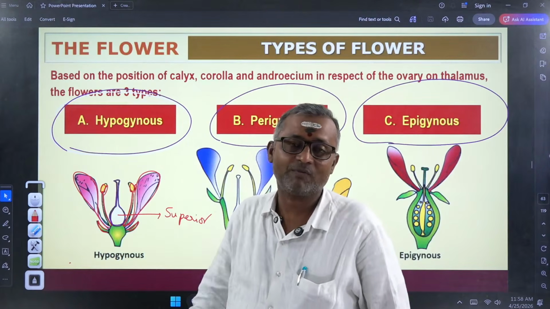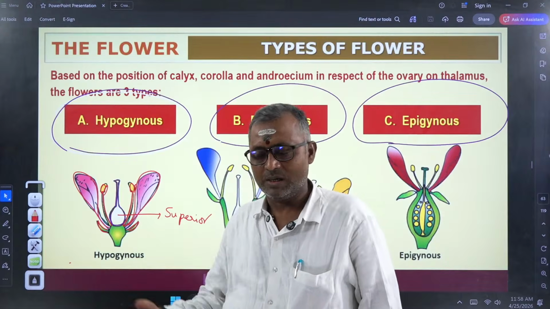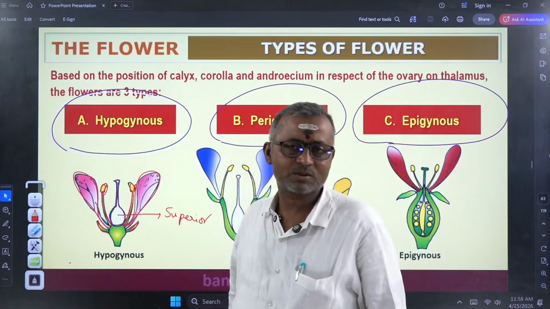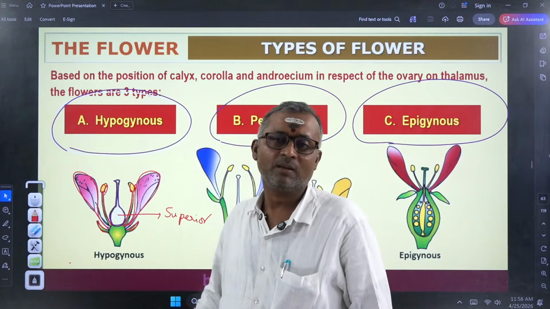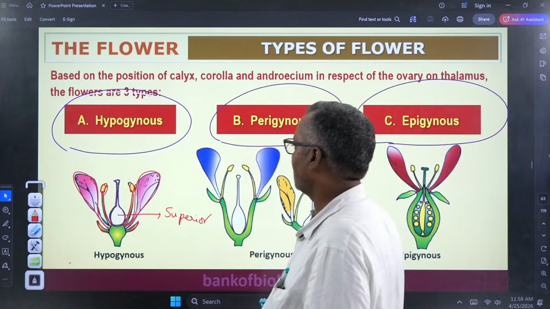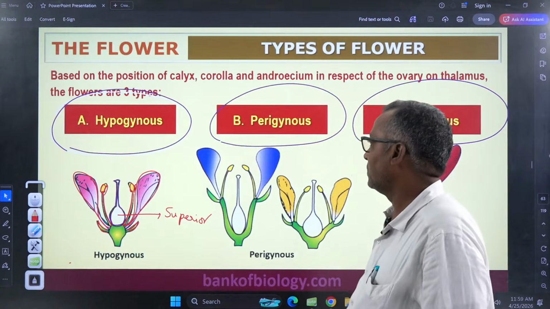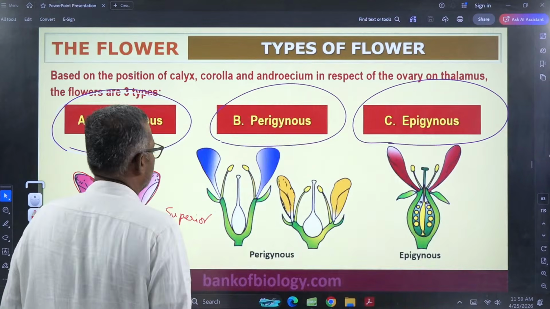Now, for the example of this hypogynous flower, you can take so many examples: China rose, mustard, datura, chilli, then tomato. So many examples you can give. Next, look at the board here. The next one is perigynous.